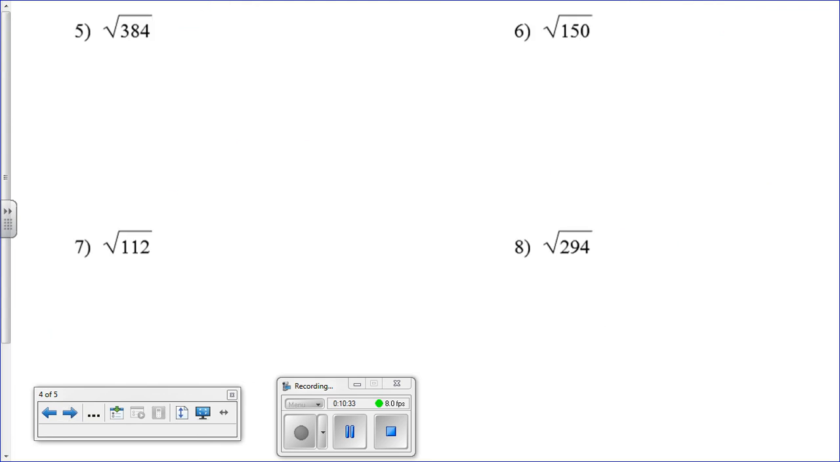All right, 384. It's an even number. So 2 goes in there. Let's see, 2 goes into 3 once with 1 left over. 2 goes into 18 9 times. 2 goes into 4 twice, so 192. That's even, so 2 goes in there again. So 2 goes into 19 9 times with 1 left over. 2 goes into 12 6 times. That's a little hard to read. That doesn't look like 96, does it?